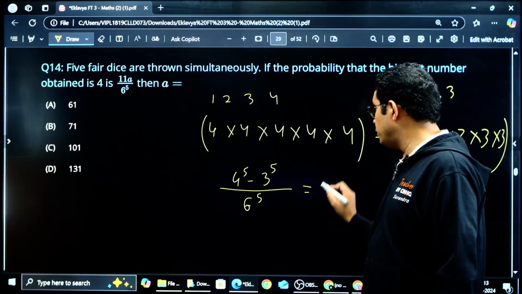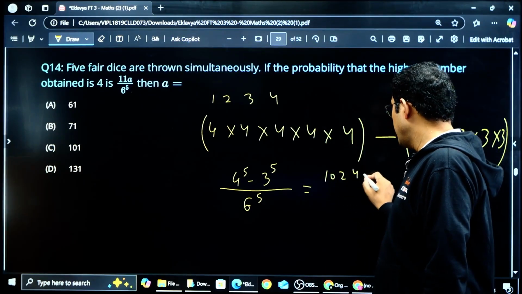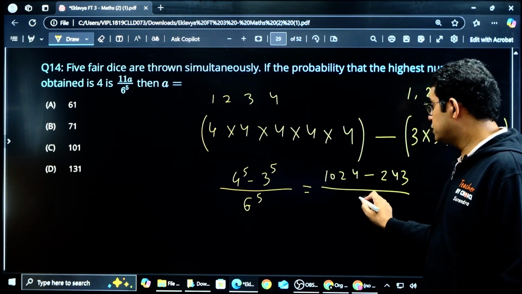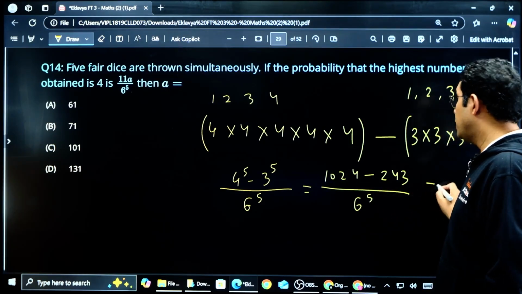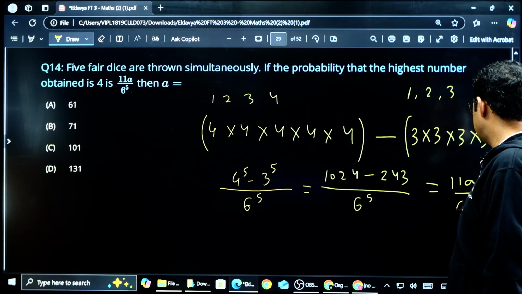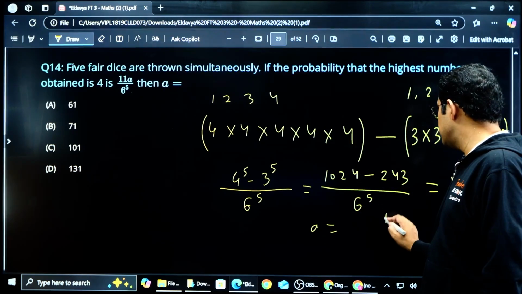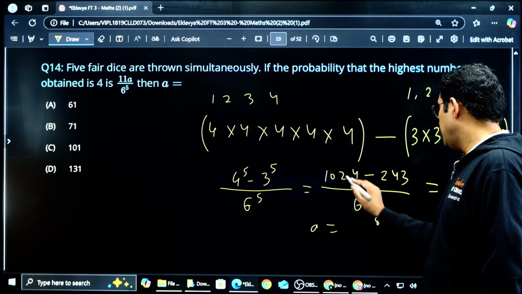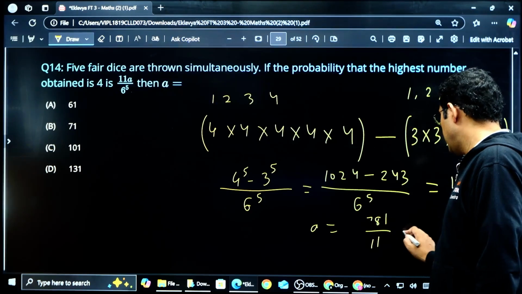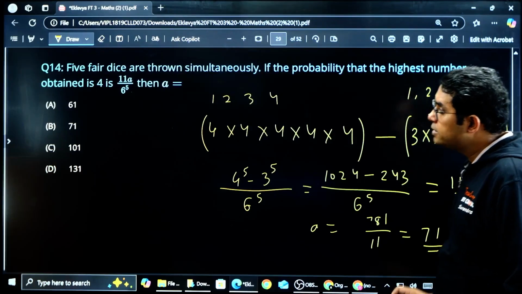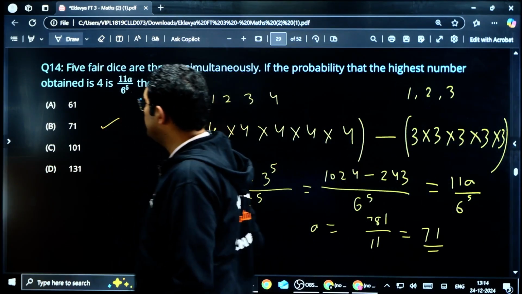So 4 power 5 is how much? I think 1024, and 3 power 5 is 243, upon 6 power 5 they're asking, and this is equal to 11A upon 6 power 5. So my A will be equal to the difference of these two. 4 minus 3 is 1, and here it is 8, and 9 minus 2 is 7, upon 11. Divide by 11, it is 71. Yeah, there is one option B. So the answer for this question is B.